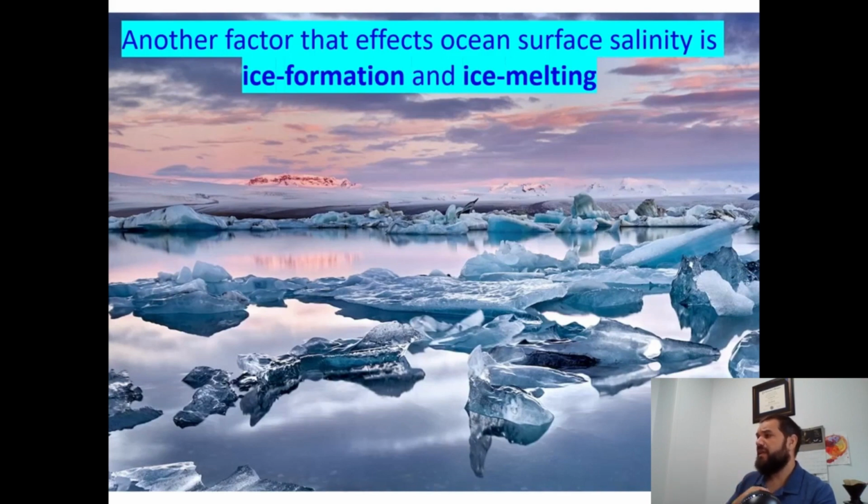Number 5 says, what's the halocline? We're going to talk about that in a bit. Number 6 and number 7, we're going to talk about all those things in just a minute, so just hold off on those. Right now we're just talking about factors that are affecting salinity.